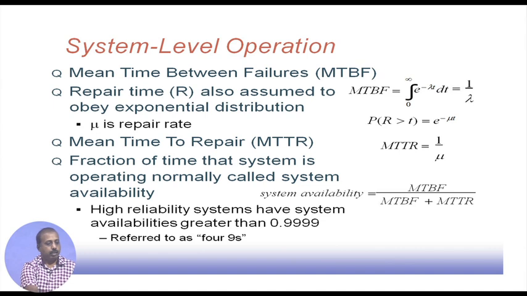Then there is mean time between failure, MTBF. To find it, we assume that the failure time follows an exponential distribution. So MTBF is given by this expression: the integration of t times lambda e to the power minus lambda t dt. If you integrate over 0 to infinite time, this is 1 by lambda. So the mean time between failure is 1 by lambda.